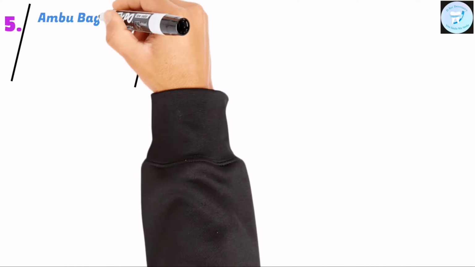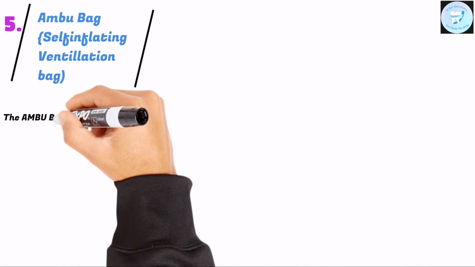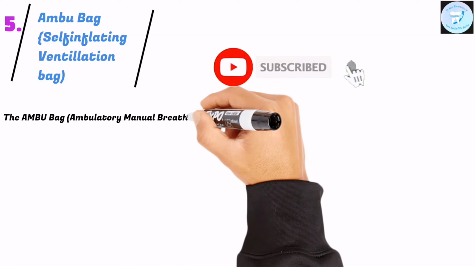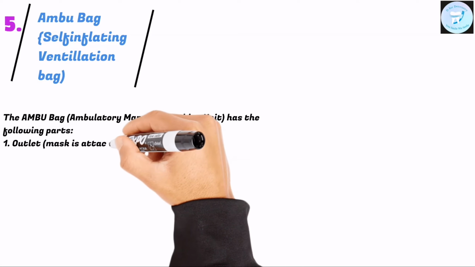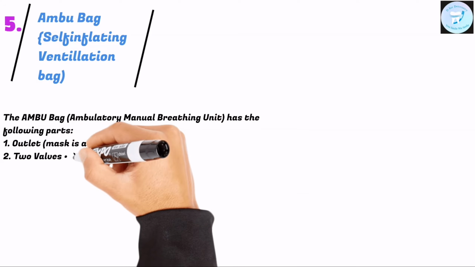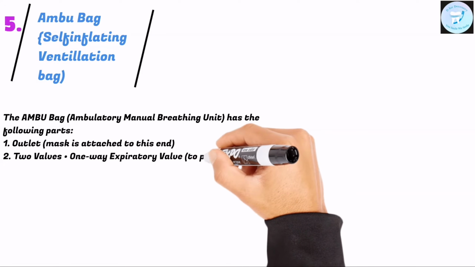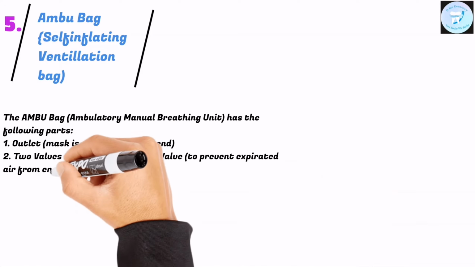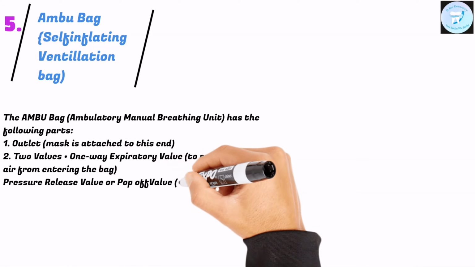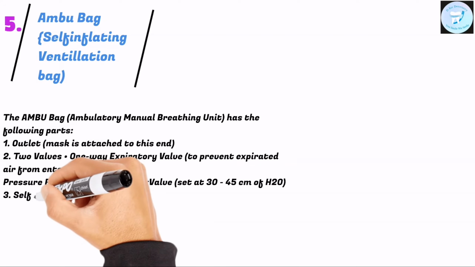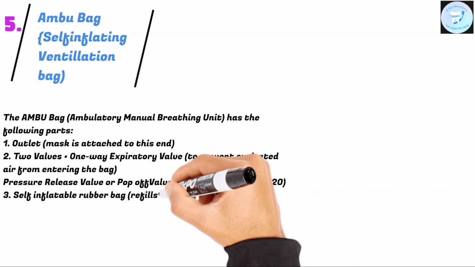5. Ambu bag or self-inflating ventilation bag. The Ambu bag, which is ambulatory manual breathing unit, has the following parts. First, outlet. Mask is attached to this end. Second, two valves. One-way expiratory valve to prevent expired air from entering the bag. Pressure release valve or pop-off valve set at 30 to 45 cm of H2O.